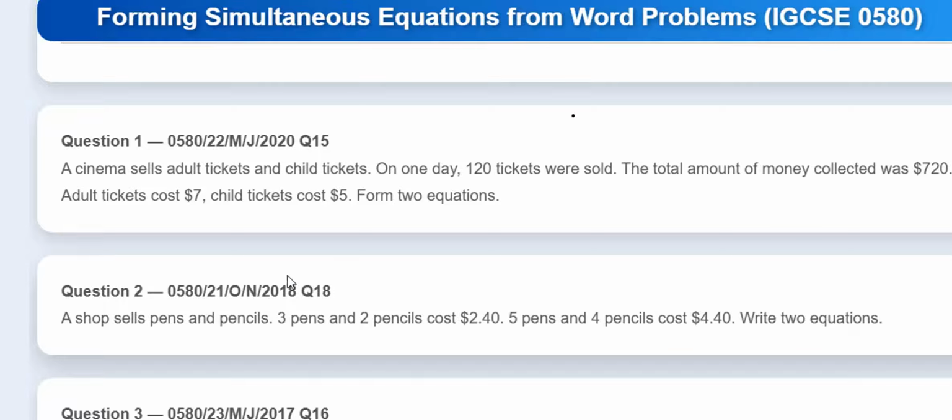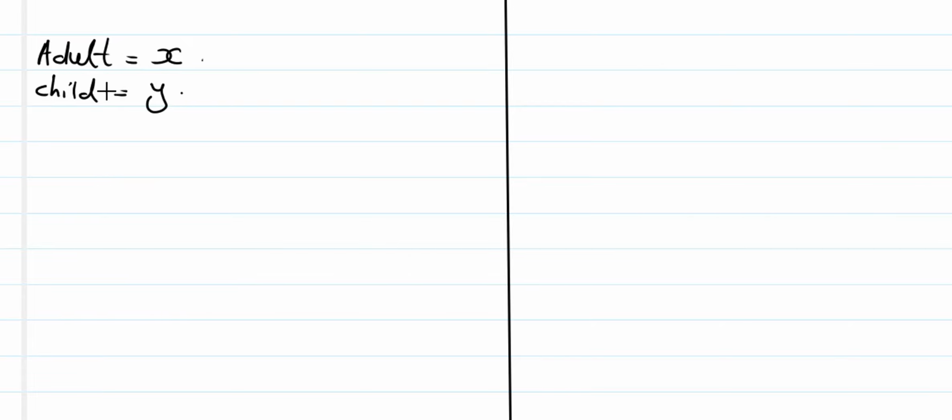Then I go back to the question, the second statement, which says, on one day, 120 tickets were sold. We already know the cinema sells adult and child tickets. So it means the adult tickets sold on that particular day, plus the child tickets sold on that particular day, all of them, the sales for that day became 120. So that becomes our first equation.